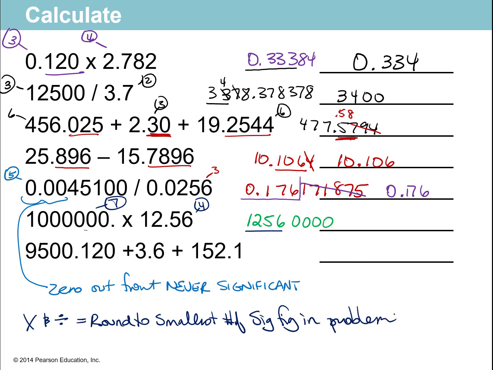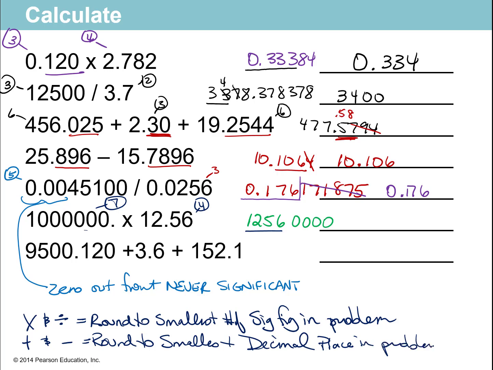So big thing, when you multiply and divide, make sure you round to the smallest number of significant figures in the problem. That's with multiplication and division. If you're doing addition and subtraction, then you round to the smallest decimal place. Always do the math first, then do the rounding.